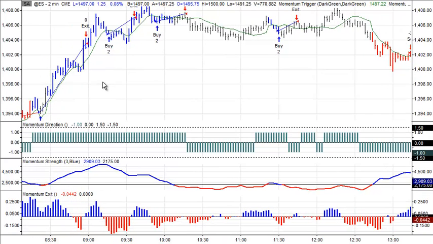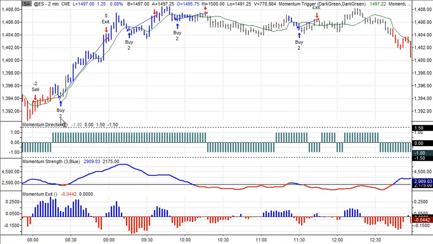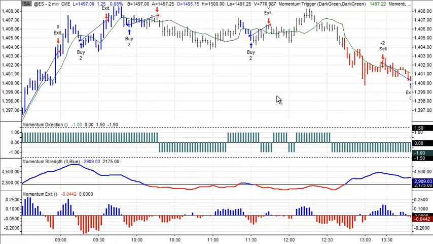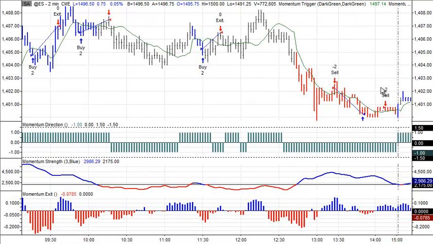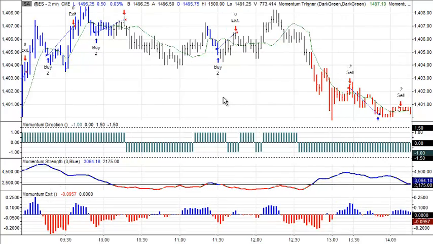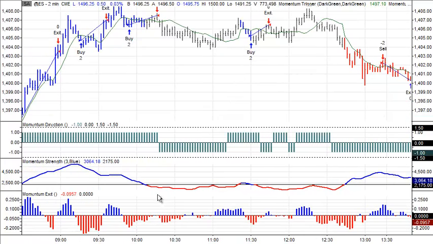Now, whenever we have blue bars indicating strong uptrend, the strategy will only give us signals on the long side. Only buys, buys, and buys, right? Whenever the strategy is showing me that we have a strong downtrend, because we have red bars indicating strong downtrend, the strategy will only give us signals on the downside, sells and sells. Okay? Now, the third indicator, of course, at the bottom here, you could see something called momentum exit.